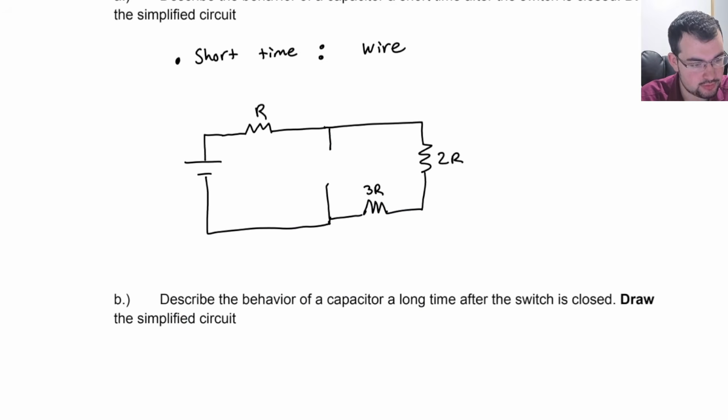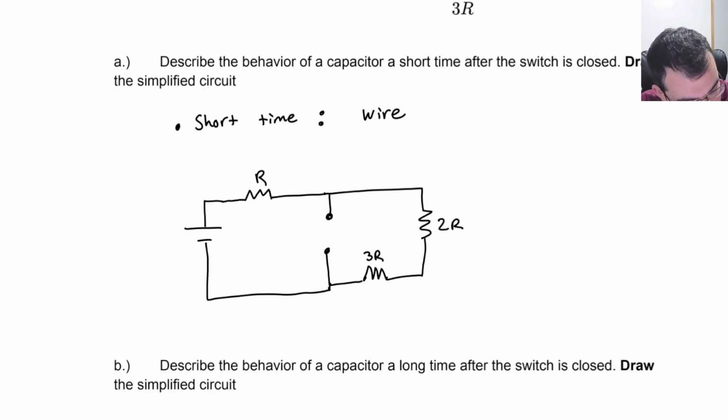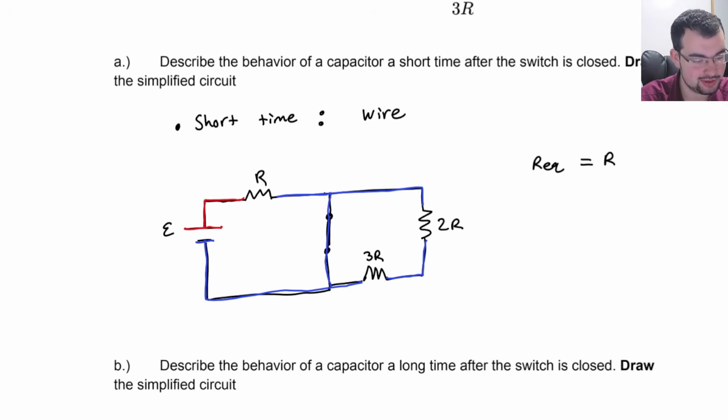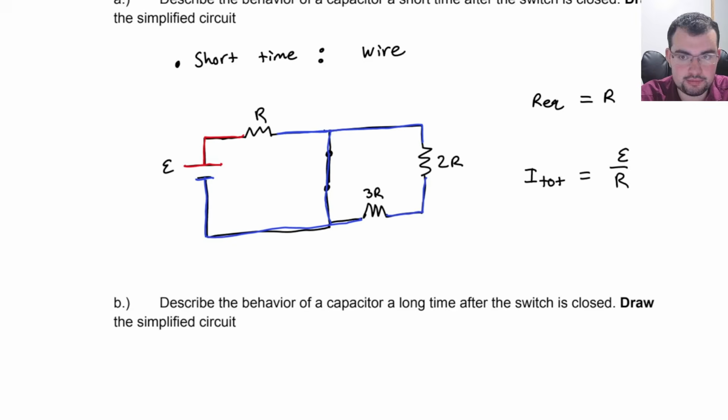So first, for short times, we said it's a wire. So I'm going to just assume it is a closed switch, and we can try to color code our circuit here. If we do that, we see that we get a short circuit, because my blue has managed to make it all the way around. So what that tells me is that my REQ is actually just R, because I can neglect all of this, since all the current is going through the capacitor branch. So my I total is just EMF over resistance.